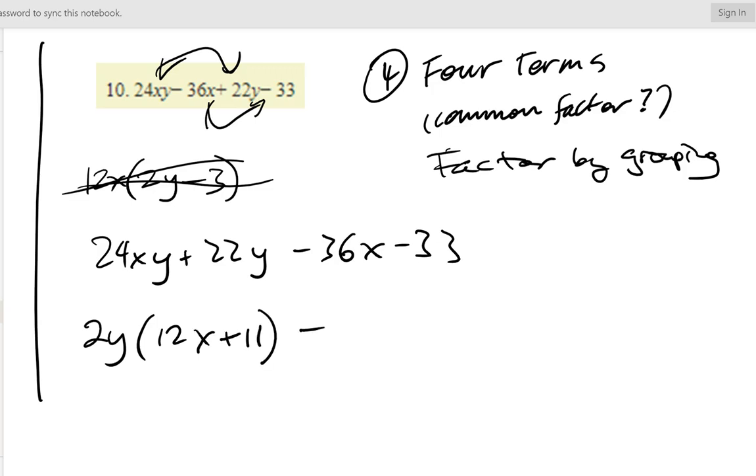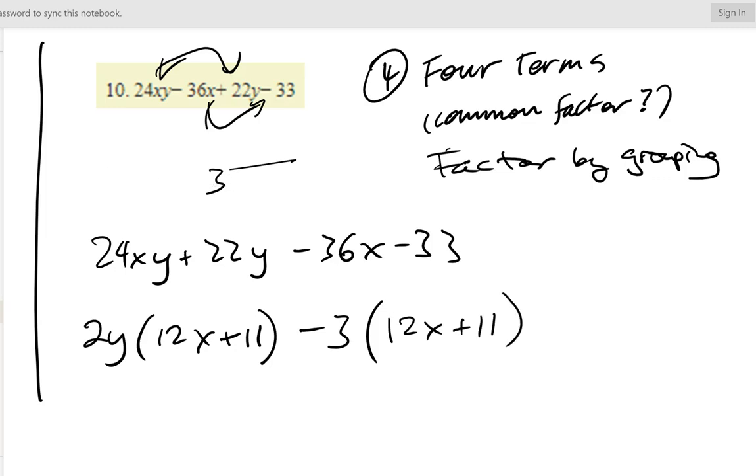If I pull out a negative 3. Oh, I didn't factor this other one out right. No, wait, let's see. Negative 3. I get 12x plus 11, yeah. Oh, okay. I guess I could have done something like that up here. Well, let me just finish this. So then I can pull out 12x plus 11, and then I'm left with 2y minus 3.